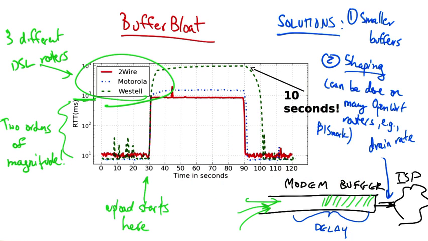This type of shaping can be done on many OpenWRT-capable routers, including the Bismarck routers that we've developed here at Georgia Tech.